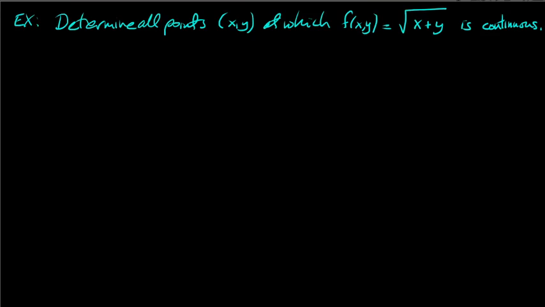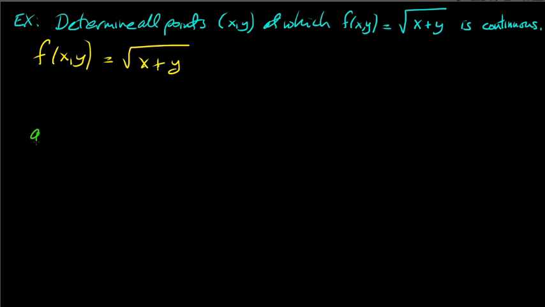All right, here's another question. Determine all points x, y at which the function f of x, y is equal to the square root of x plus y is continuous. Right, so you have a function defined as the square root of x plus y. Right, so where is this continuous? Or is it? Of course it's going to be continuous at some points, but not at others.